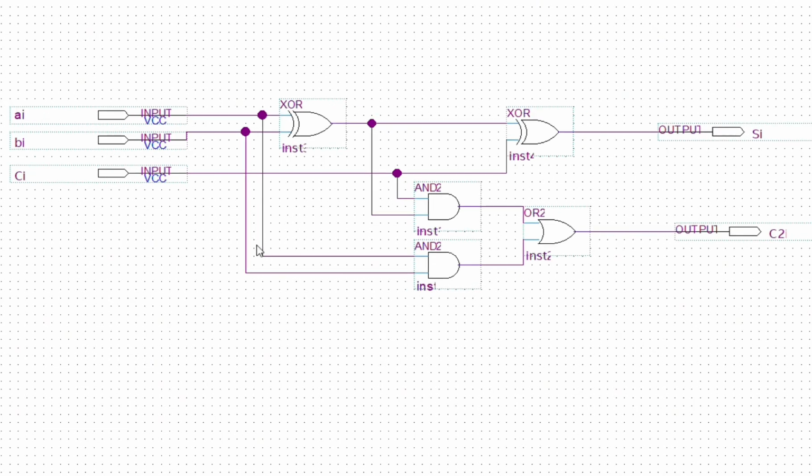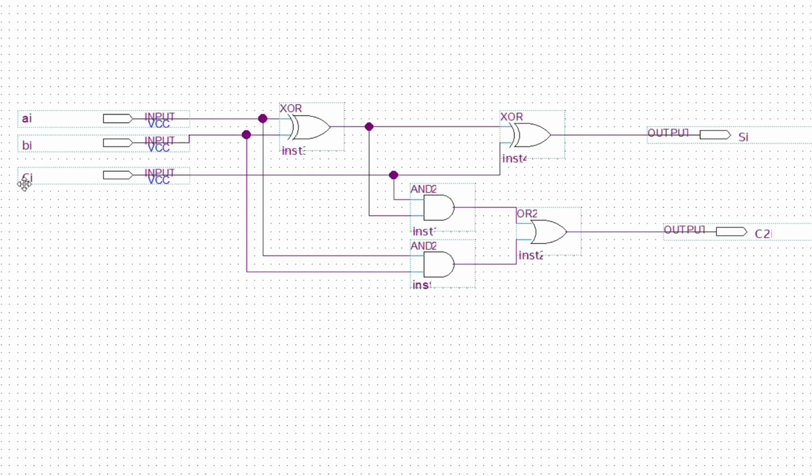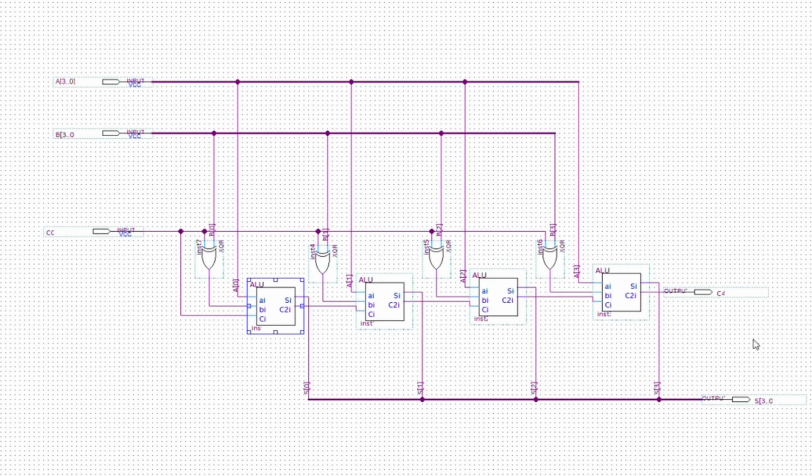For example, when AI equals 1, BI equals 1, and CI equals 0, the sum output is 0 and the carry output is 1. When C equals 0, the circuit performs addition. When C equals 1, the circuit performs subtraction. The final carry output is C4.